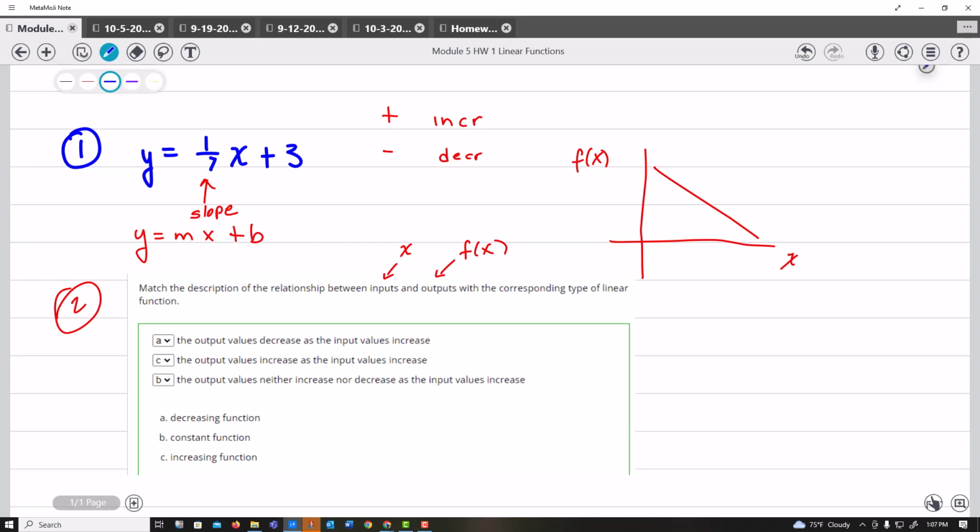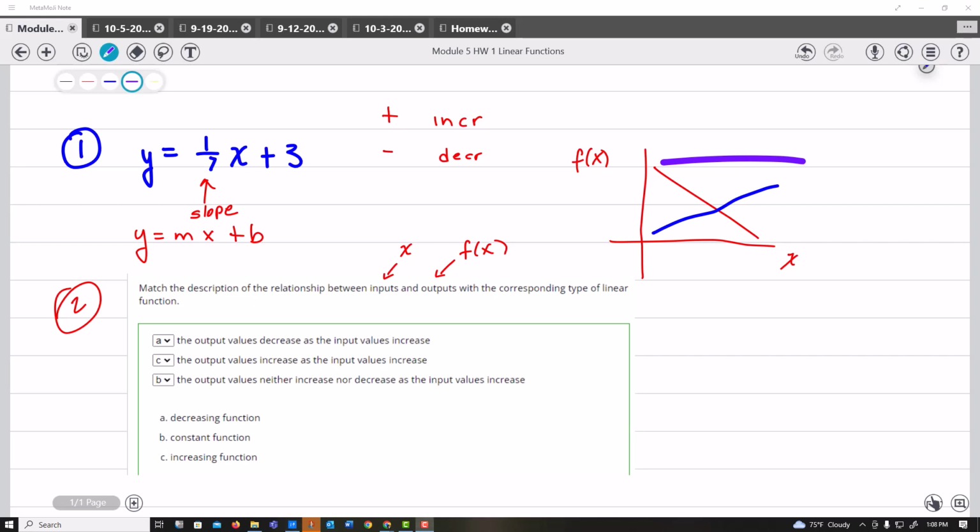All right, so then the output values increase as the input values increase. So they're both increasing. F of x is going up and so is x. It says the values neither increase nor decrease. That would be a constant function. Notice there's nothing increasing or decreasing.